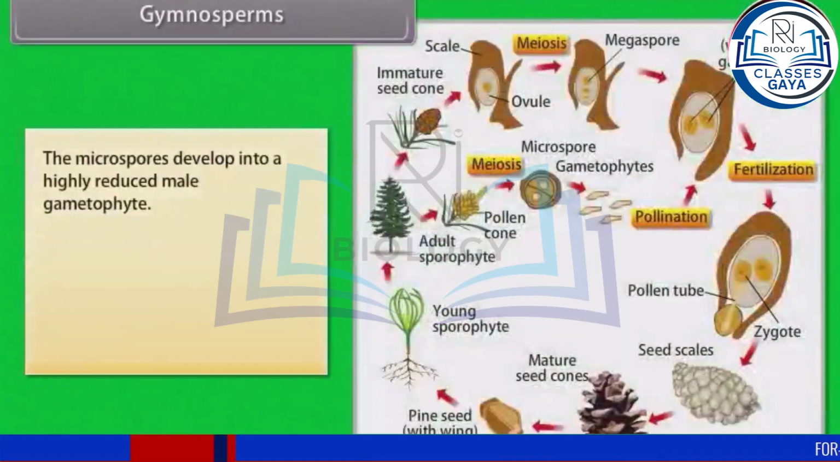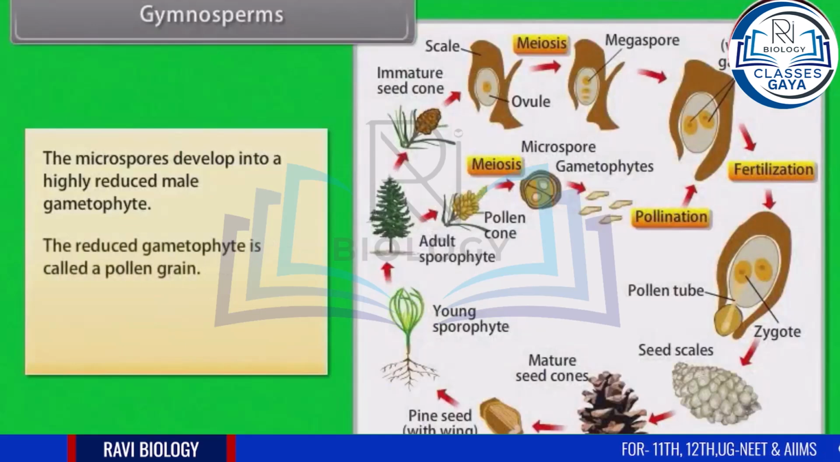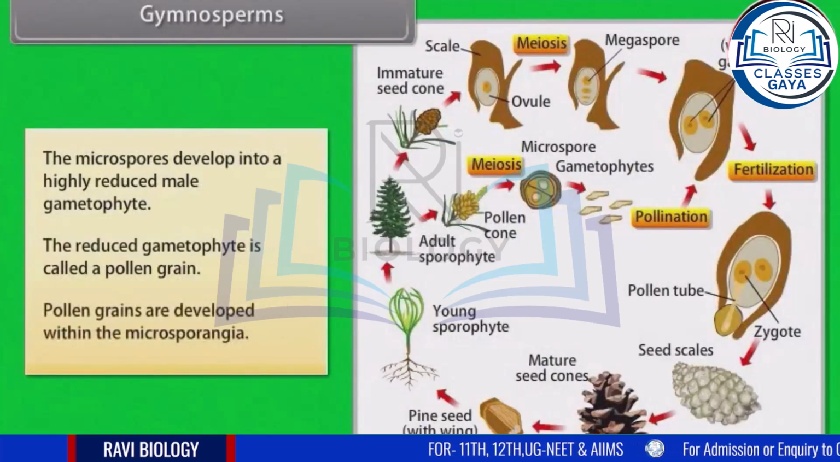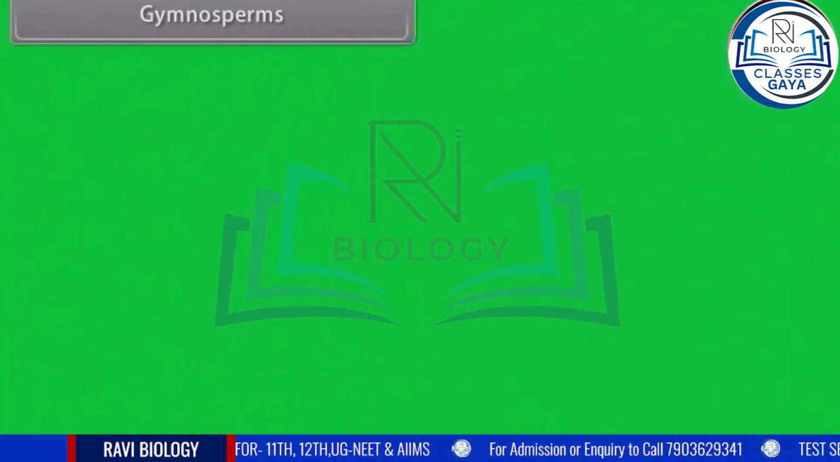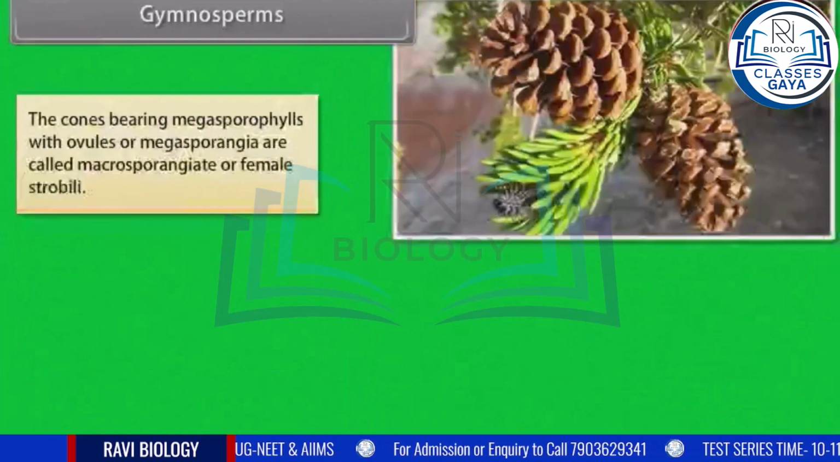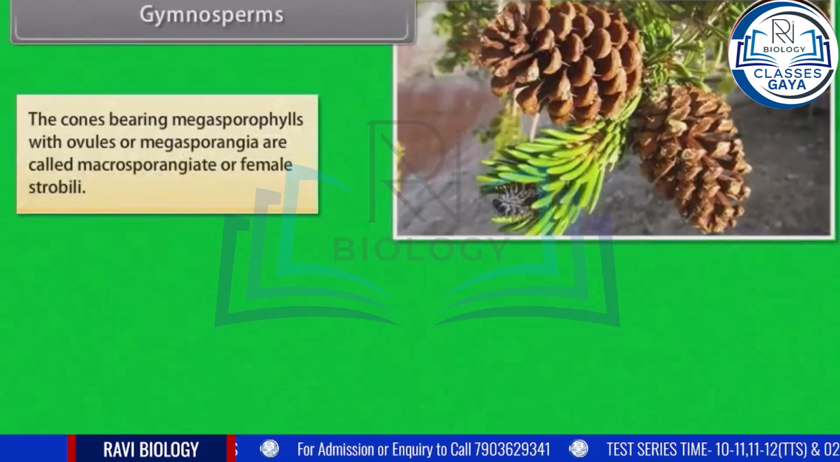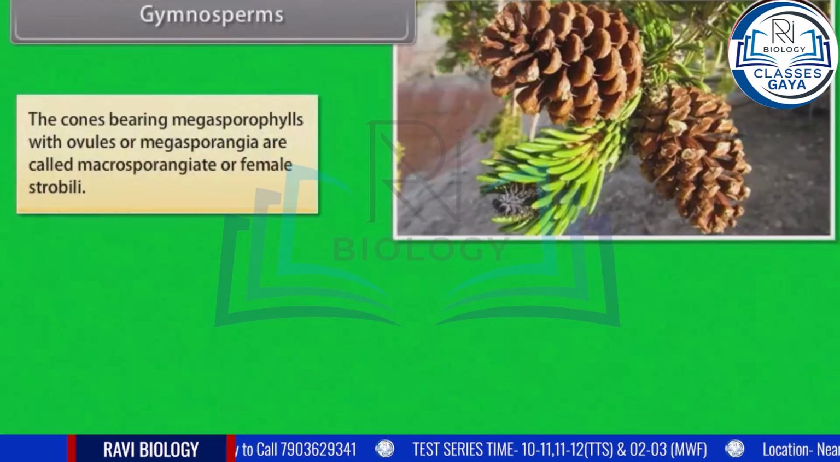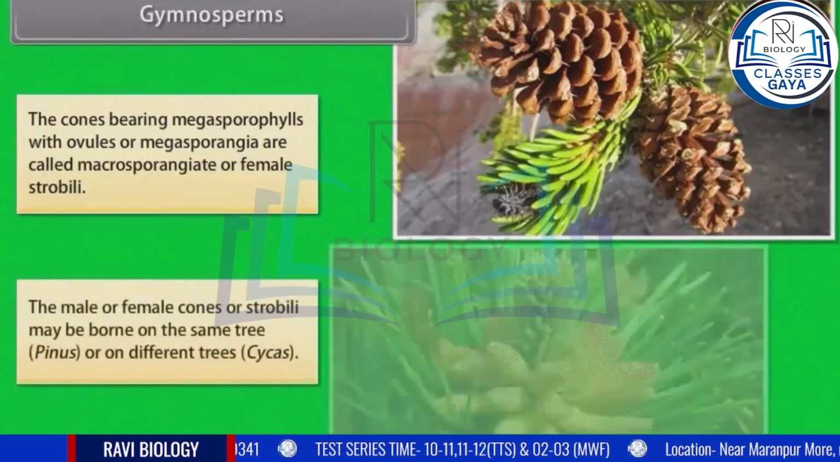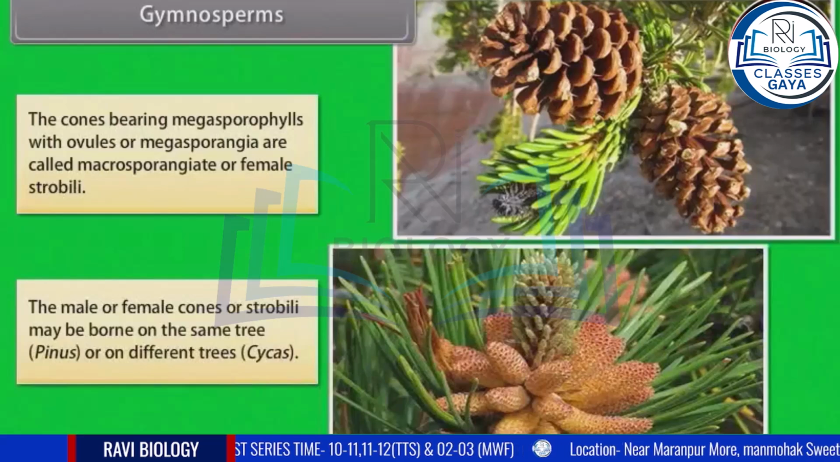The microspores develop into a highly reduced male gametophyte. The reduced gametophyte is called a pollen grain. Pollen grains are developed within the microsporangia. The cones bearing megasporophylls with ovules or megasporangia are called macrosporangiate or female strobili. The male or female cones or strobili may be borne on the same tree, Pinus, or on different trees, Cycas.